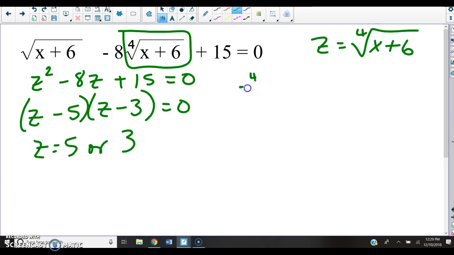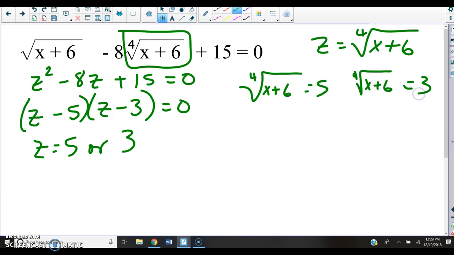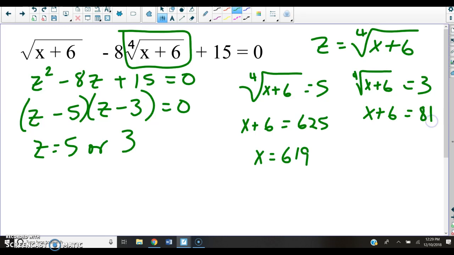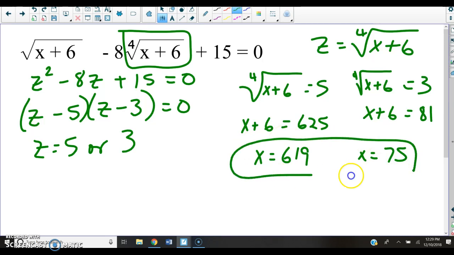So the 4th root of x plus 6 equals 5, or the 4th root of x plus 6 equals 3. And to get rid of the 4th root, I have to raise to the 4th. So x plus 6 equals, I think it's 625. You can check on me. Subtract 6 from both sides. Here I get x plus 6 equals, I think, 81. And when I subtract, I get 75. And you can certainly check that work out to make sure it's right.